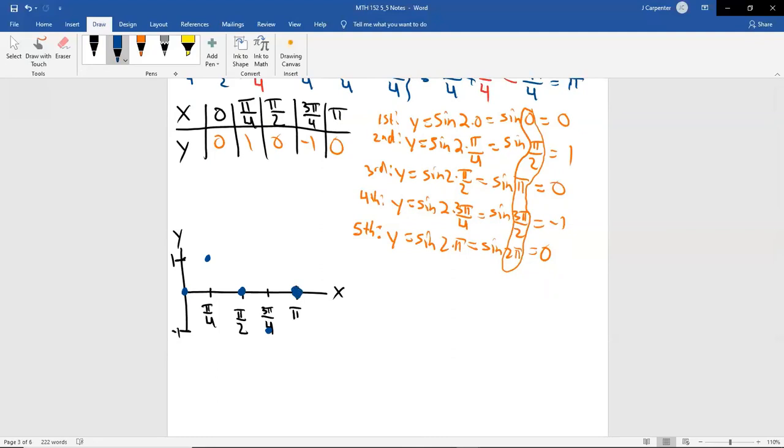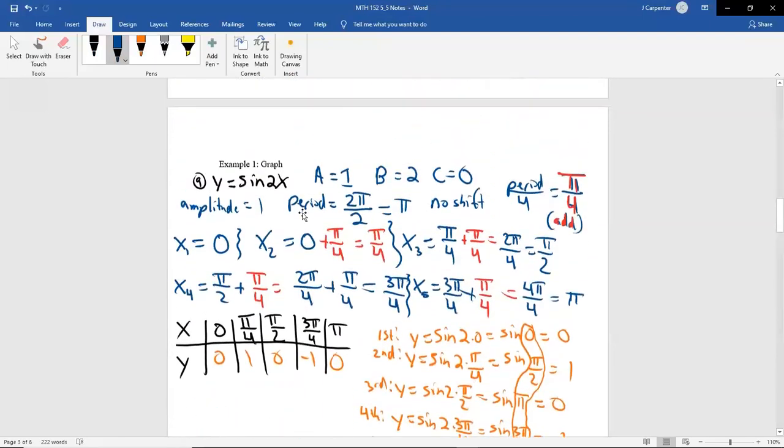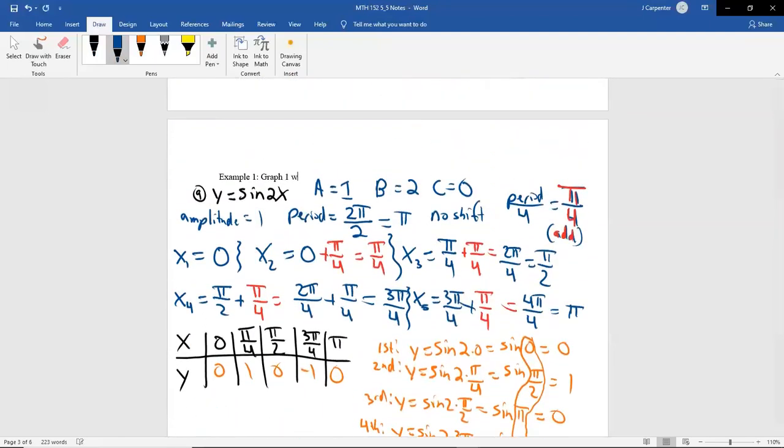And then our graph, that last dot got a little massive, didn't it? Just make it a little smaller. There we go. And we can see our wave when we connect them in the shape that we become familiar with. That's just one wave, which I actually meant in the instructions to say graph one wave. Graph one wave. There we go.